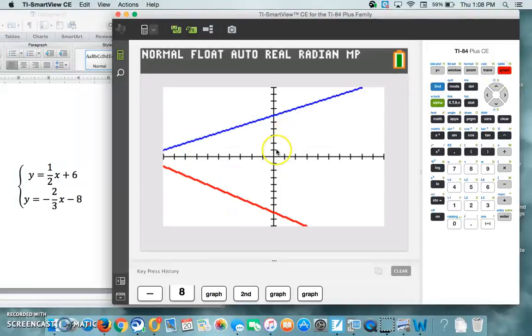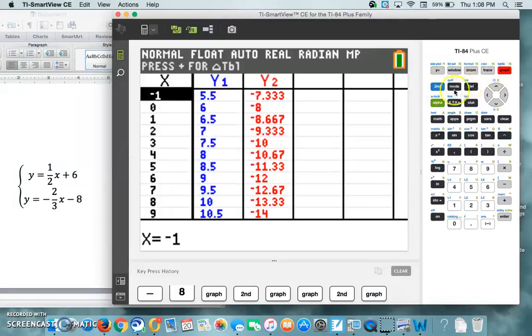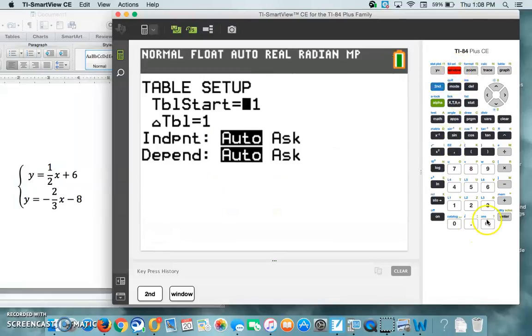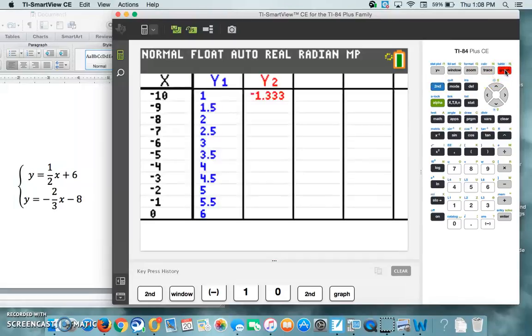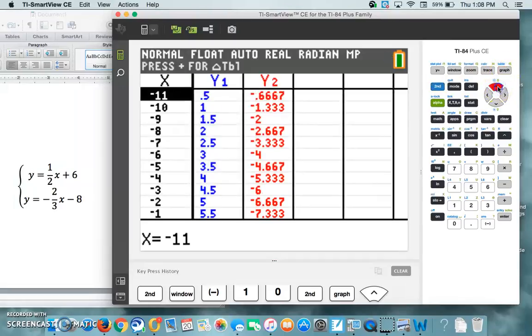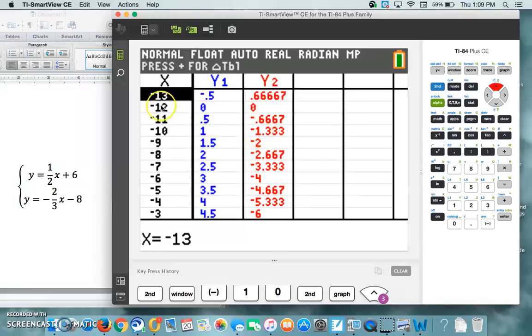And if I look at the graph, here's my x-axis, here's the y-axis, and the intersection point is back here. I go all the way to negative 10. So I want to look somewhere lower than negative 10 in my table. So I can go to second table set, and then I can have my table start at negative 10, even though I know I'm going to be going farther down than negative 10. Then I go back into my table. I'm going to scroll up, and I'm looking, and there it is. At negative 12, both of my y values are 0.